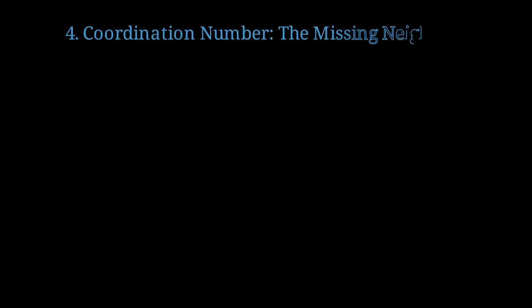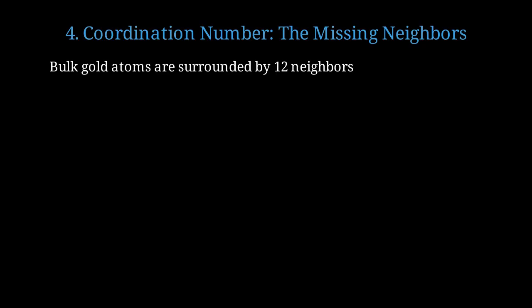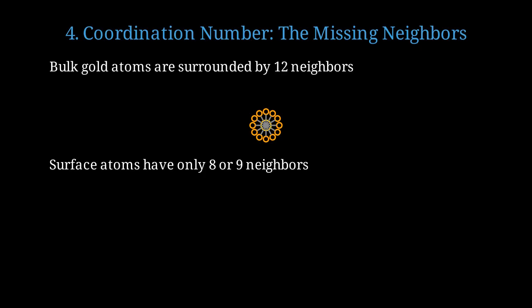Another crucial factor is the coordination number, or how many neighbors each atom has. In bulk gold, each atom sits in a face-centered cubic structure, with 12 nearest neighbors surrounding it. Each central gold atom is stabilized by 12 neighbors, making it chemically satisfied and unreactive. But atoms on the surface of a nanoparticle have only 8 or 9 neighbors, leaving them with unsatisfied bonds. These unsatisfied surface atoms are chemically hungry and eager to react with other molecules.